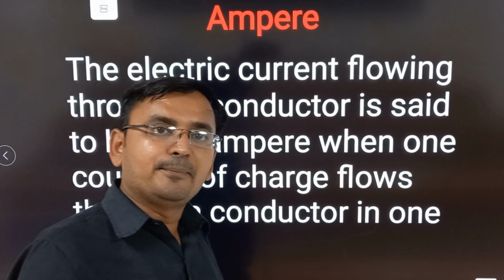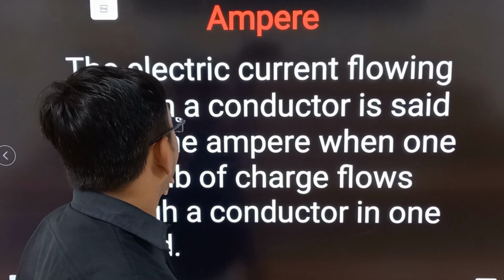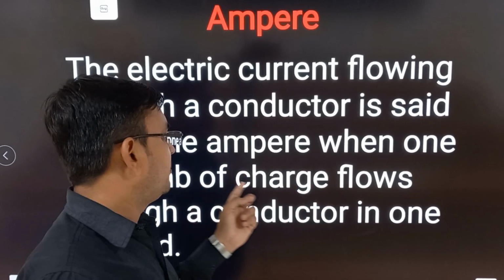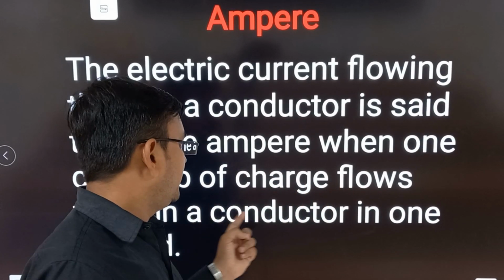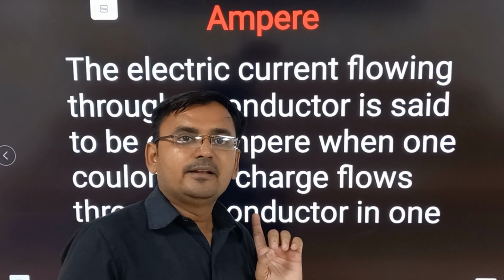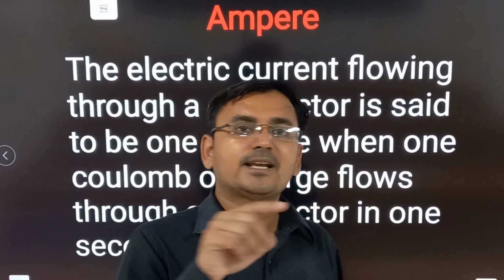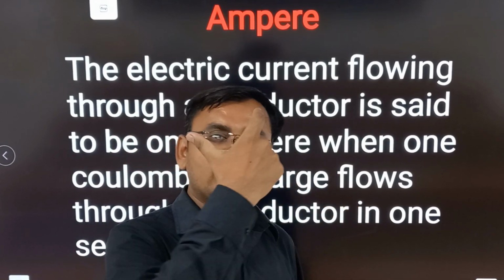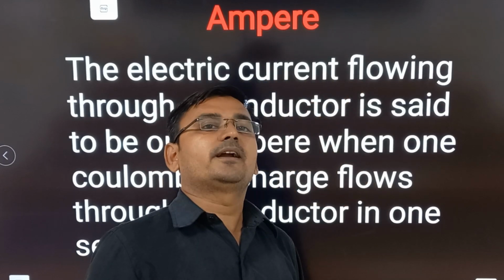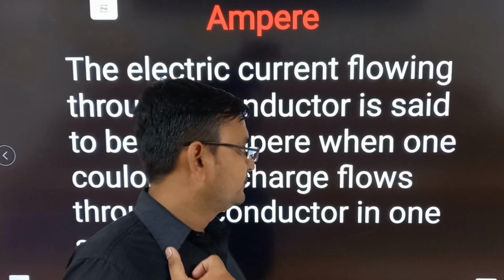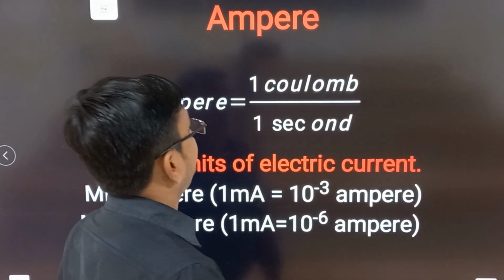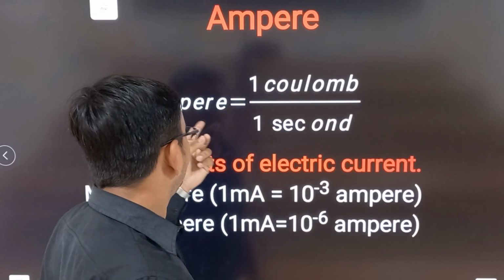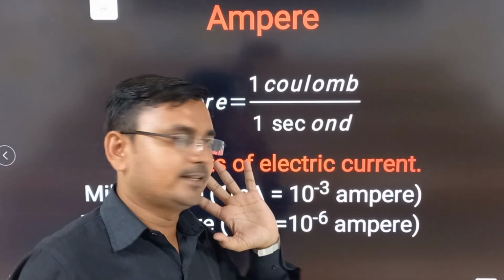Now, how can we define ampere? The electric current flowing through a conductor is said to be 1 ampere when 1 coulomb of charge flows through a conductor in 1 second. We have already seen the formula I is equal to Q upon T. So if we have to define 1 ampere current, then 1 coulomb of charge flowing in 1 second is known as 1 ampere current. Here we can see I is equal to Q upon T. So 1 ampere is equal to 1 coulomb charge divided by 1 second.